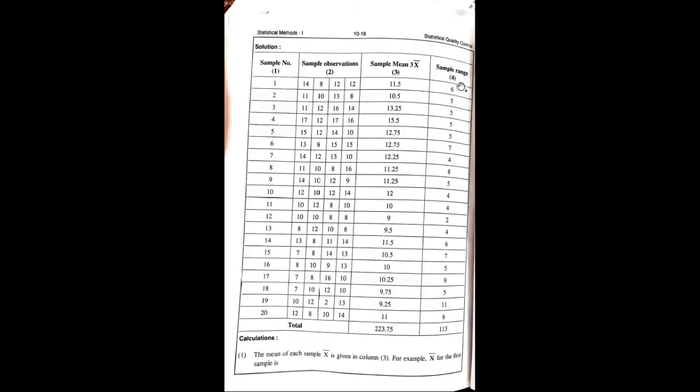So the range values are 6, 5, 5, 5, 5, 7, 4, 8, 5, 4, 4, 2, 4, 6, 7, 5, 9, 5, 11, 6. After getting this sample mean and sample range, we will take the total of sample range, that is nothing but 113, and total for sample mean, the total becomes 223.75. So calculations they have shown us.